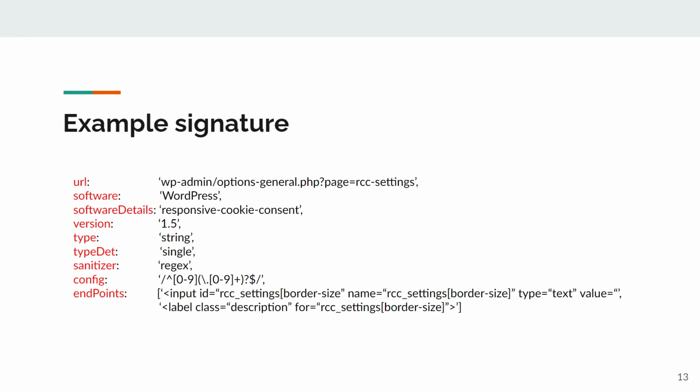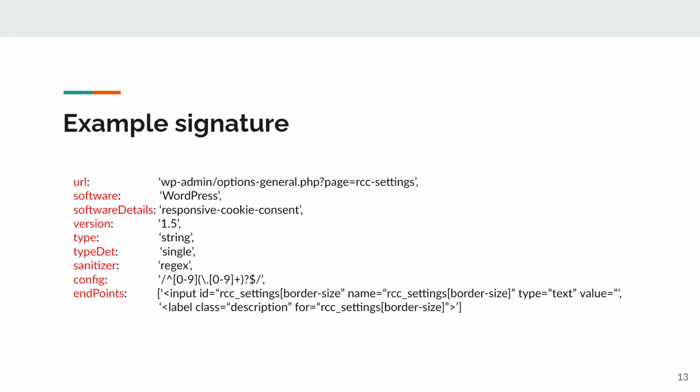In this case, we're again looking at a signature to cover our example. The sub URL is the admin site for the responsive cookie consent plugin page. The software running in this case is WordPress. The software details is the responsive cookie consent plugin. The version affected is 1.5. The type of the signature is a string because we're looking for a string in the HTML document. Without going into much detail, there's just one single injection point in this document.